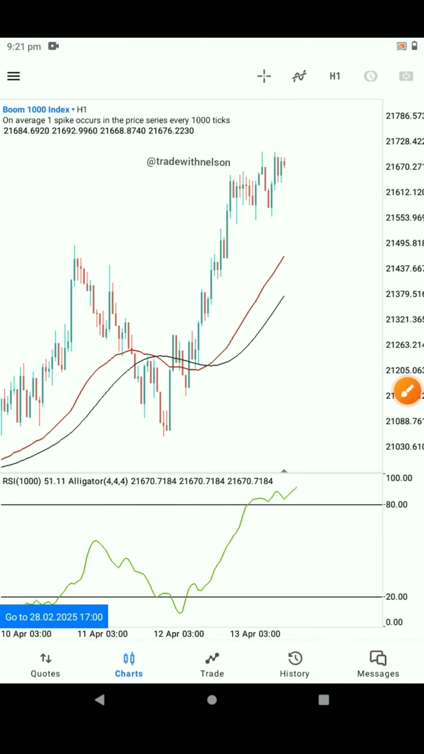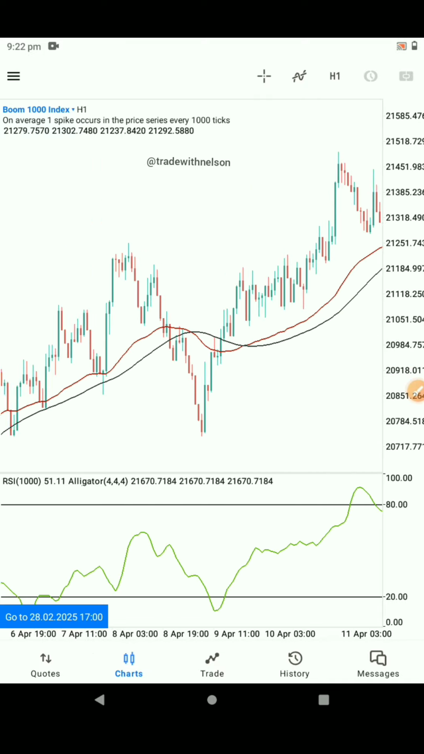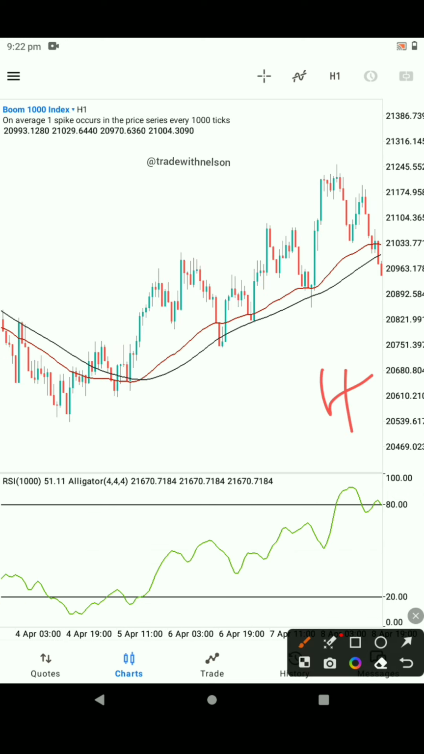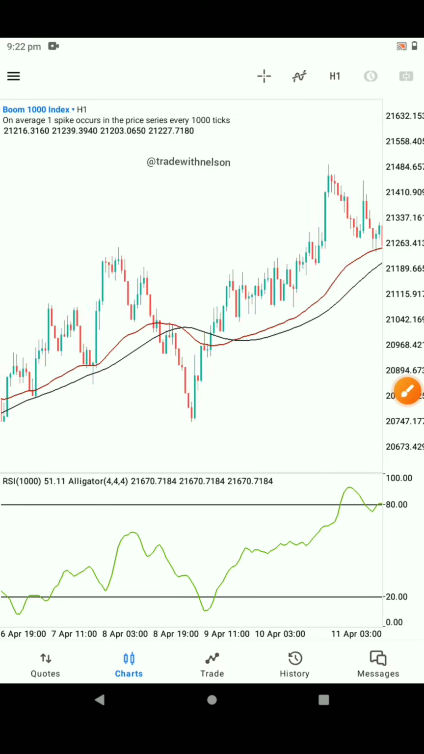Then you want to go to your 1-hour time frame to confirm the movement very well. You can see over here, market has been in an uptrend. So if your 4-hour time frame is not clear to you, you can go to your 1-hour time frame and look for a very clear direction.